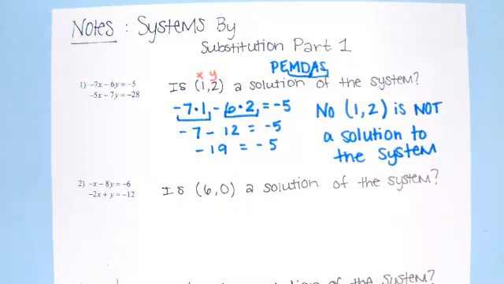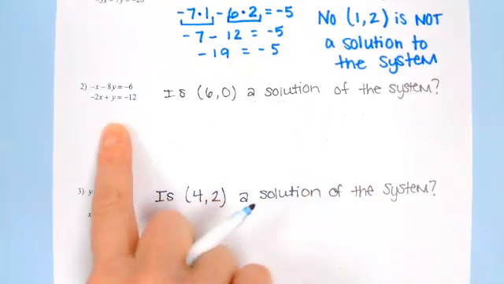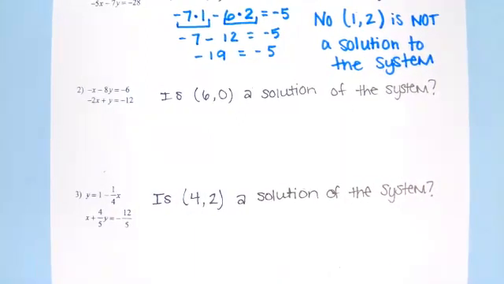Okay, let's do the next one. And they're all going to be this way in part one, where we have an ordered pair, and then we have a system, and we're like, is it a solution or is it not a solution? So let's do it. Let's go again. This one says, is 6, 0 a solution of the system?